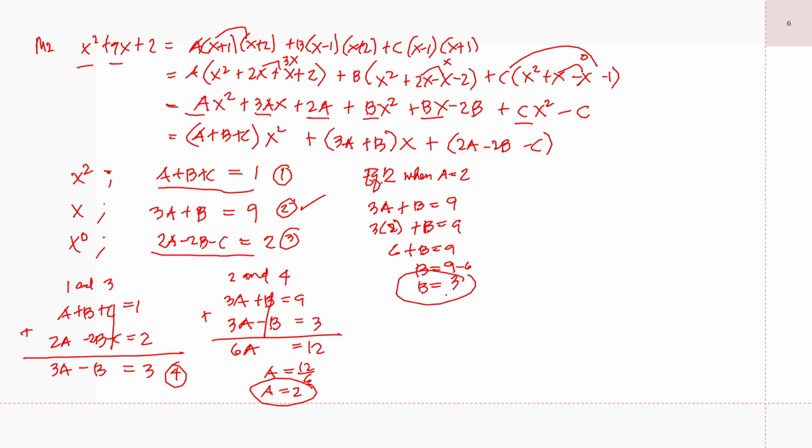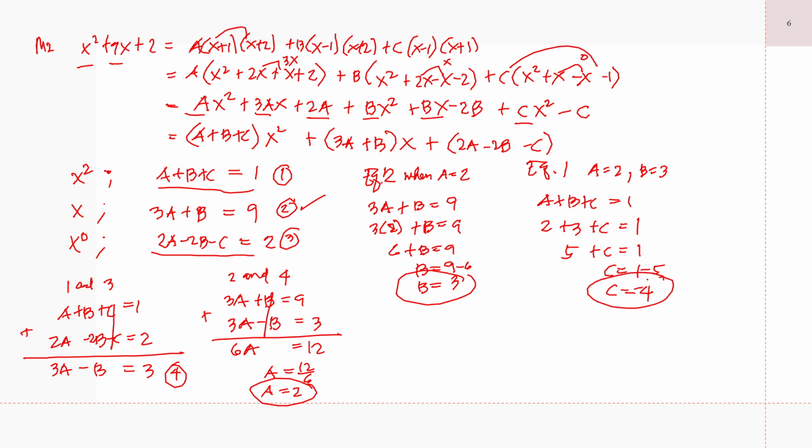So now we have the values for A and B. So by using equation 1, when A is equal to 2 and B is equal to 3, A plus B plus C is equal to 1. So our A is 2 plus B is 3 plus C, unknown, is equal to 1. So 5 plus C is equal to 1. So C is equal to 1 minus 5. So C is equal to negative 4.